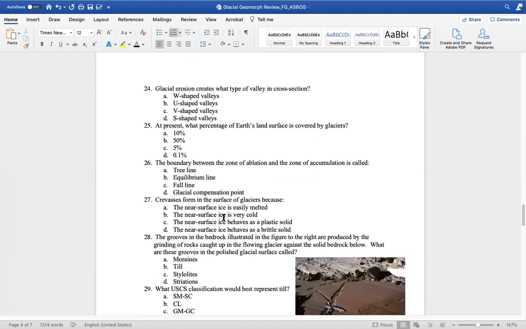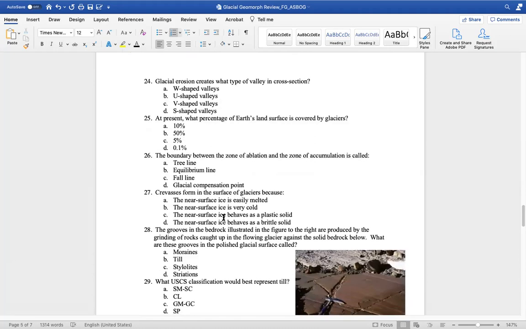Glacial erosion creates what type of valley in cross section? W, U, V, or S. So it's not going to be W. It's not going to be S-shaped. It's either going to be U or V. And V-shaped we generally associate with fluvial environments because of downcutting and erosion.